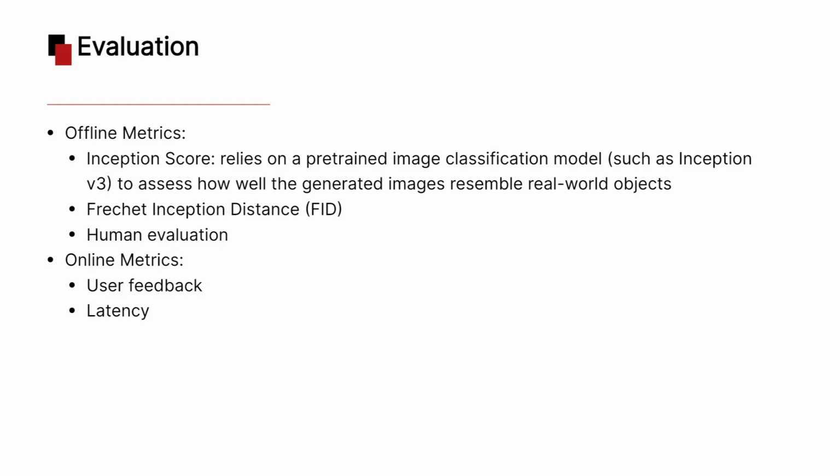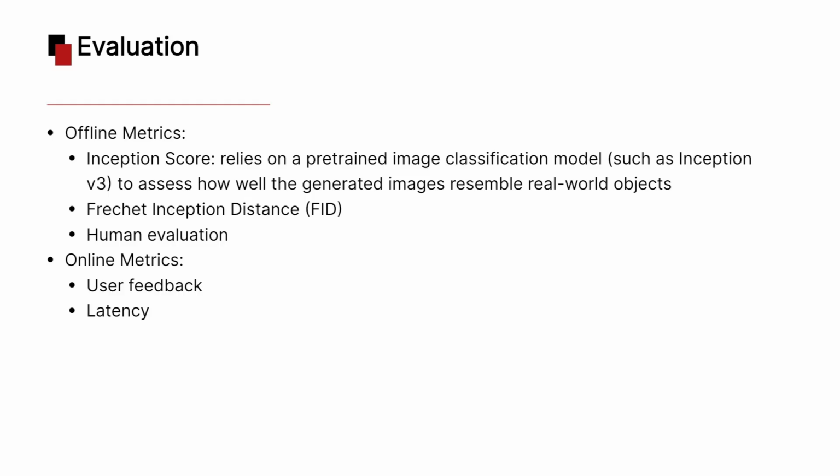The Fréchet Inception Distance, or FID, compares the distribution of generated images to that of real images by measuring the distance between their feature representations in the pre-trained network. Lower FID scores mean the generated images are closer to real ones in terms of quality and diversity. Human evaluation remains essential, where experts or users visually assess the realism, diversity, and appeal of generated faces, catching nuances that automated metrics might miss.